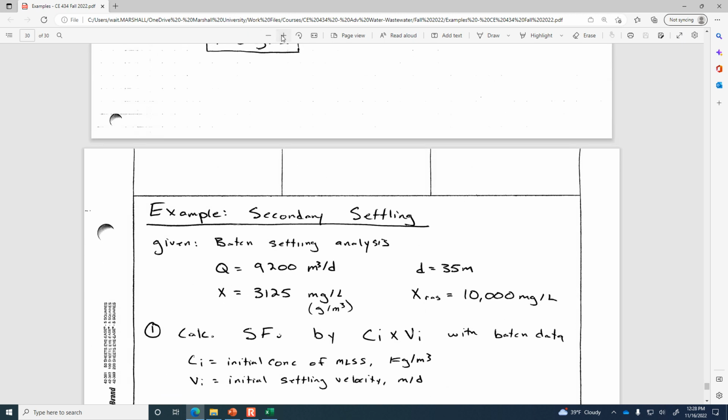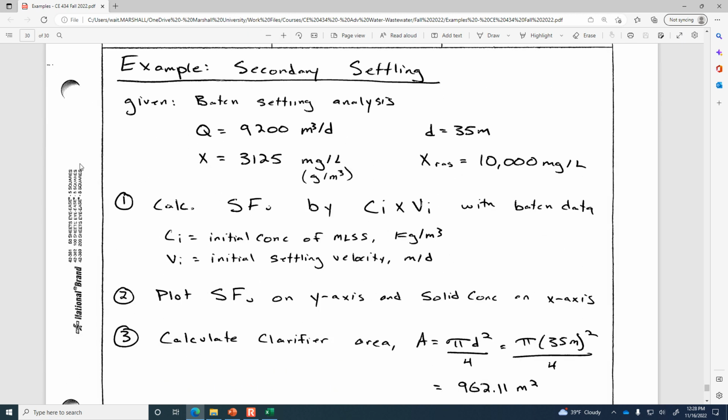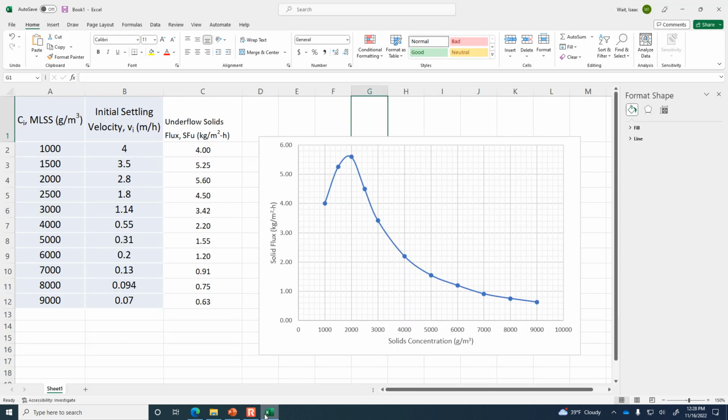All right, so what we've done so far is step 1, calculate the S sub F. Step 2, plot the underflow rate versus the concentration. So then the area of the clarifier here for a 35 meter diameter is 962.11 square meters. Okay, so let me just write that on the whiteboard here. So the area is 962.11 square meters. And we use that because we're going to calculate the overflow solid flux.